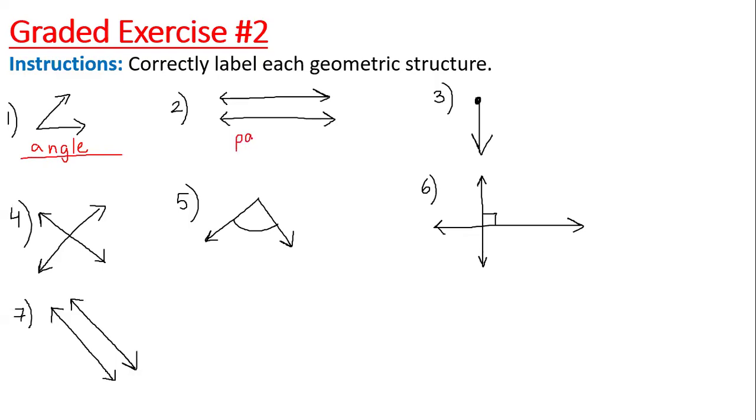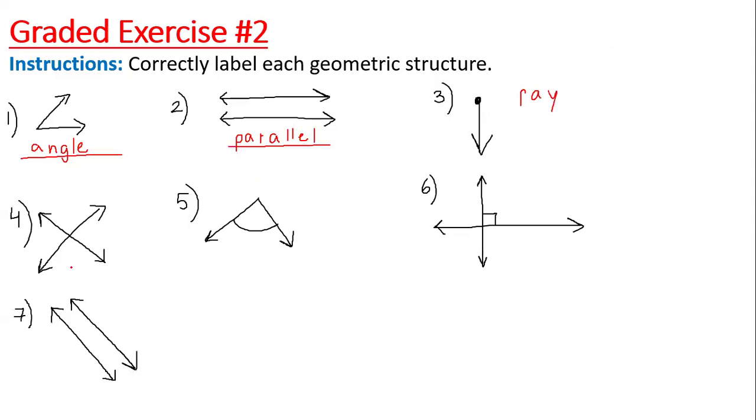Very good. I could just put parallel just to save space and time. So parallel. They're equally spaced apart, and they never meet. Okay, next. Number three, how y'all figure that? Ray. Very good. It's a ray. I draw it a different way, but y'all are smart. It's a ray.